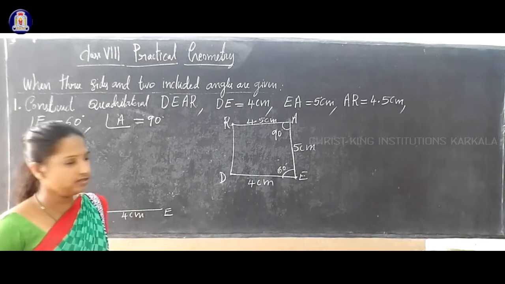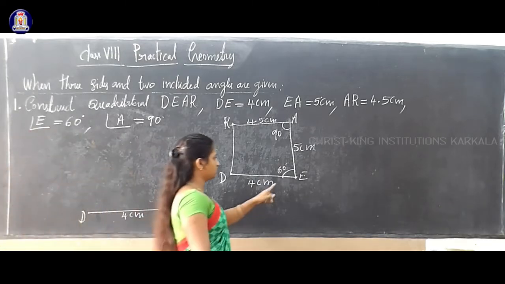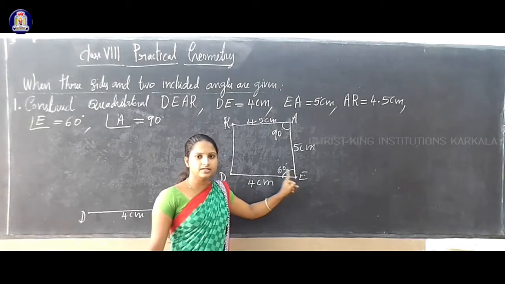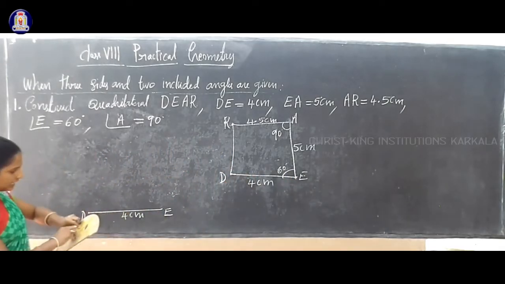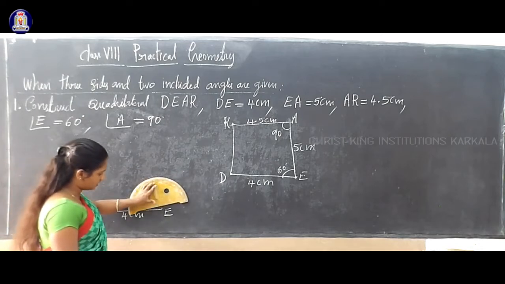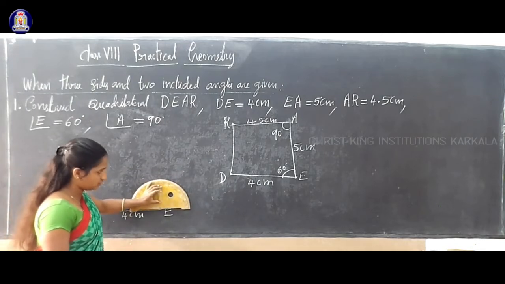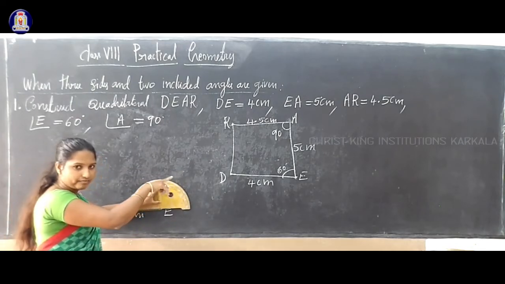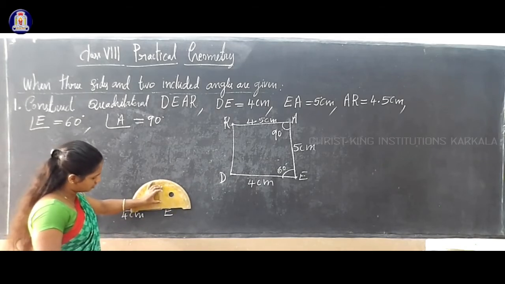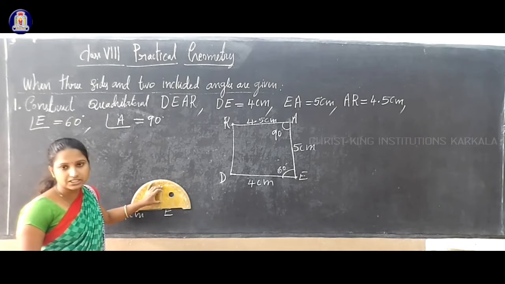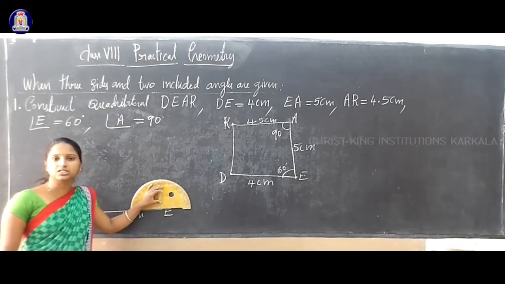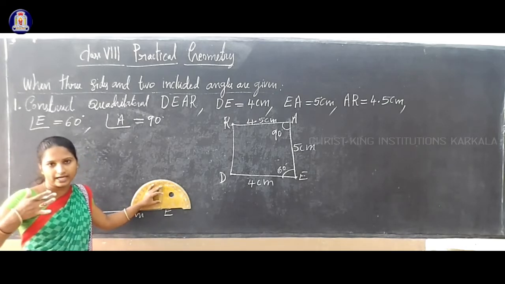Now next, see the rough diagram. Angle E is given as 60 degree. So measure 60 degree for angle E with the protractor on point E. Clear? Because angle E is given, keep the protractor on point E. What is angle E? 60 degree. That means it is an acute angle, right?